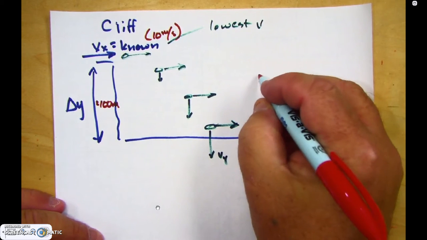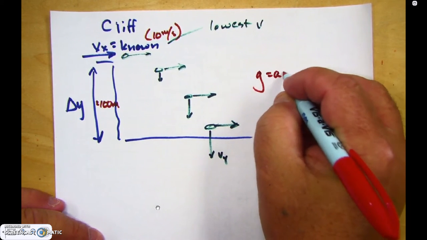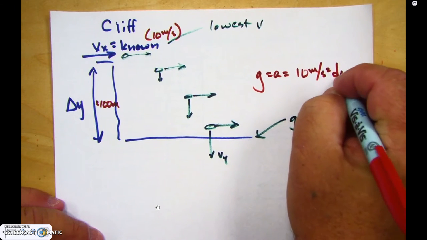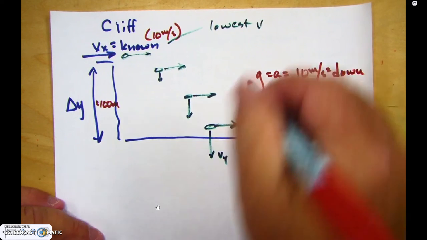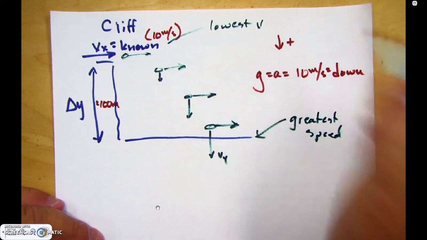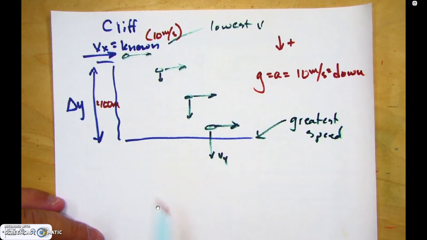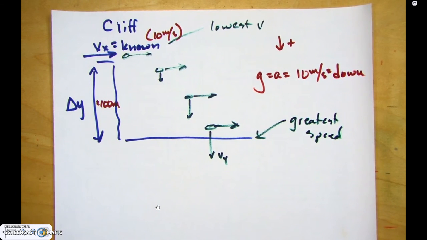Now, the thing you always know is that g is equal to a is equal to 10 meters per second squared down. Now, in a cliff problem, it actually makes sense to call everything positive in the down direction. So now, we're going to use the two equations. I'm going to tell you in projectiles, you're always going to use both equations.